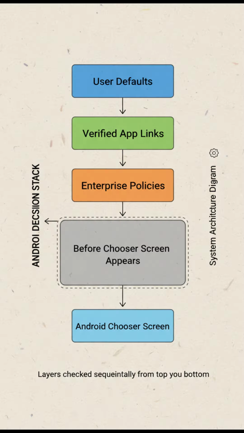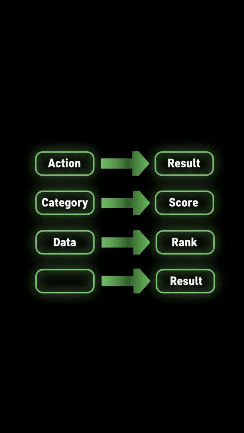Before showing the chooser, Android also checks for default apps, verified app links, or any policies. If there's a verified link, you might not see the chooser at all. So remember the flow? Match the action, match the category, match the data, then score, rank, and show the default or chooser. That's the Android intent resolution algorithm.